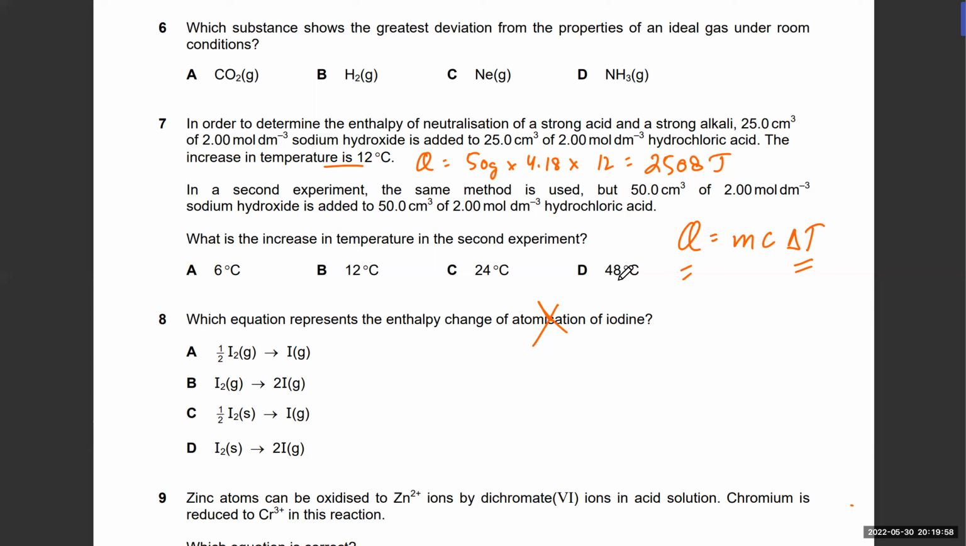So by just comparing the reactions, can you figure out Q in the second experiment? Look at the number of moles. The number of moles are doubled. Look at this: this is 50 cm³ of 2 mol per dm³. This is 25 cm³. Is that clear that the number of moles of HCl and NaOH have doubled? Yes, sir. So the amount of energy produced in the second experiment is going to be double the previous one. If the first one was producing 2508, the second one would produce double this. That's 2508 times 2, that's 5016, right? Is that clear?